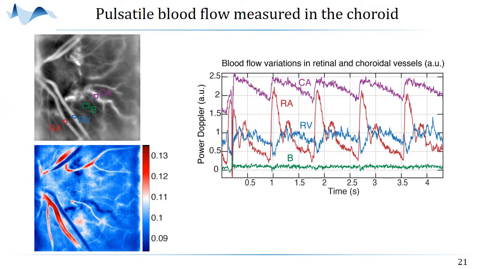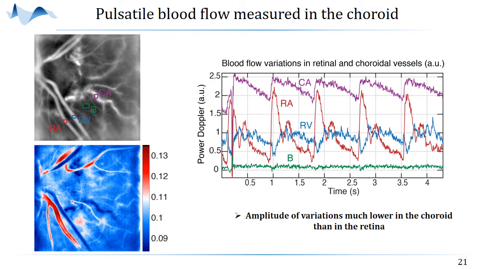So just a quick comment on the pulsatile blood flow that we can see in the choroid. What's very curious is that we measure pulsatility that is quite lower than the one in the retina. So here's a comparison in retinal artery in red, retinal vein in blue, and choroidal artery in purple. And the fluctuation normalized by the average value are way lower in the choroid than in the retina.